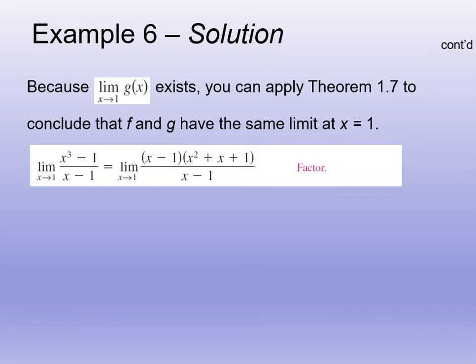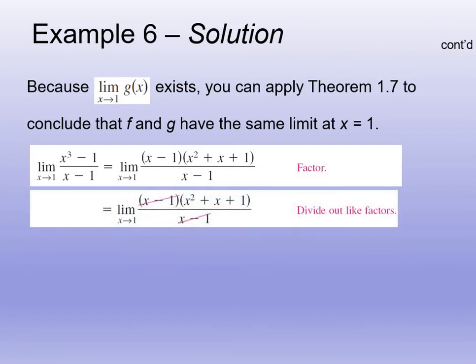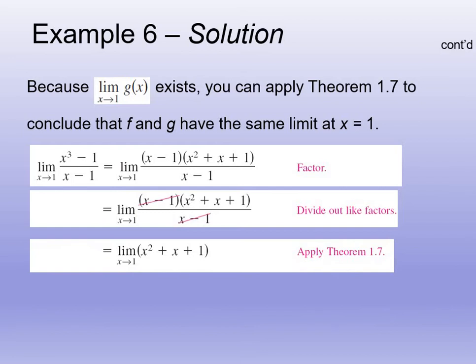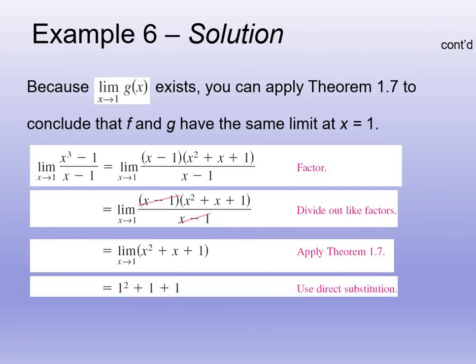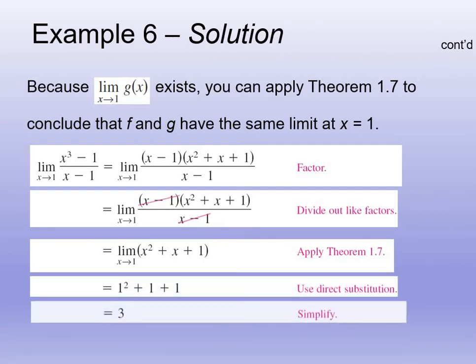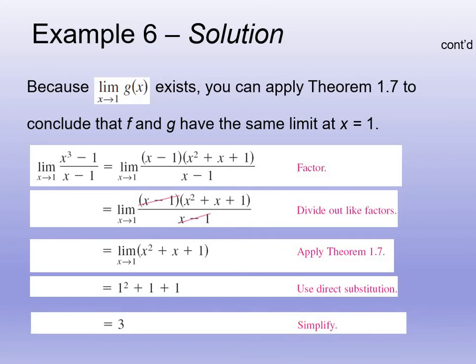Okay, so x minus 1 over x minus 1, those cancel. Now we can substitute in as x approaches 1 into this function here, the x squared plus x plus 1. Because of Theorem 1.7, they agree at all points except for 1 point. Now when we substitute that in, we get 1 squared plus 1 plus 1, so the limit is 3. And that is exactly what we got in lecture 1 when we did this same exact problem.